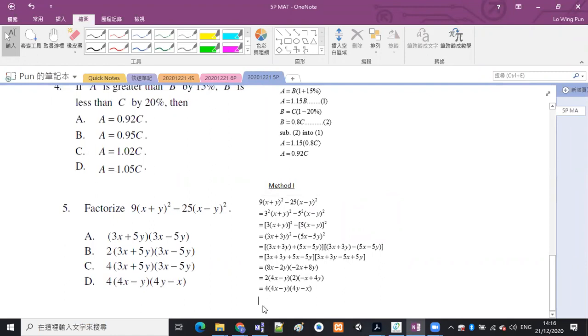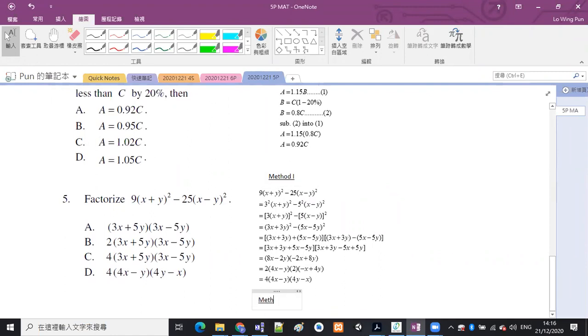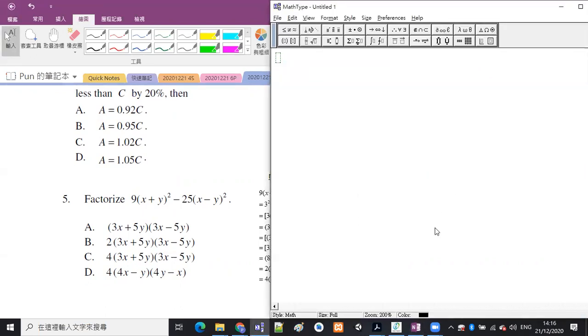So I would like to introduce you another method. Okay, the method 2 would be like this. So 9 times (x plus y) squared minus 25 times (x minus y) squared. Okay, we just expand all the brackets. Okay, so 9 times (x squared plus 2xy plus y squared) minus 25 times (x squared minus 2xy plus y squared). Okay, expanding all the brackets.